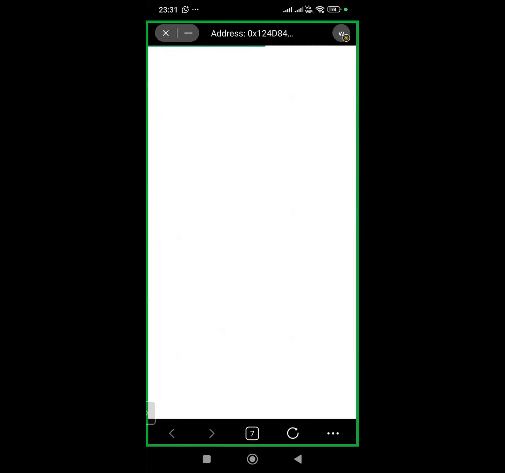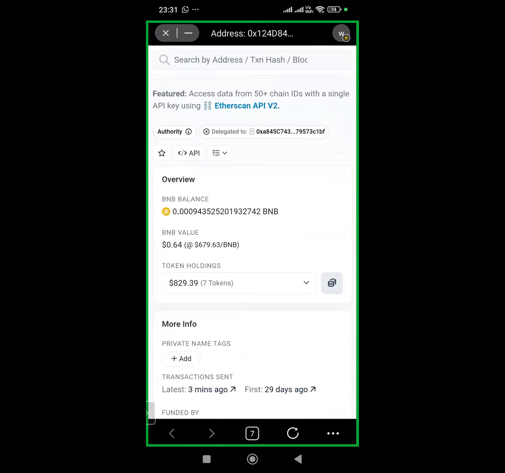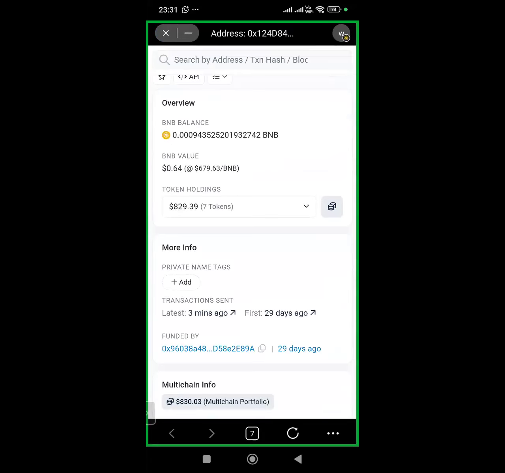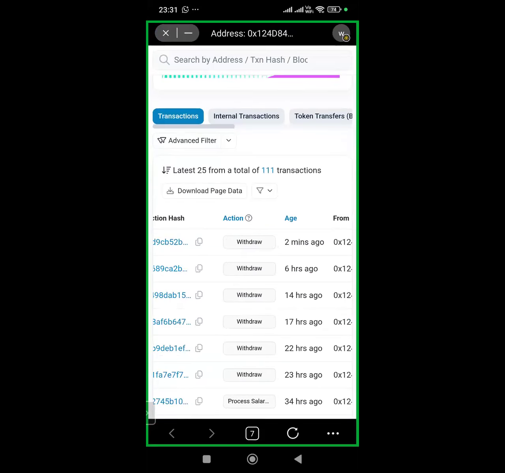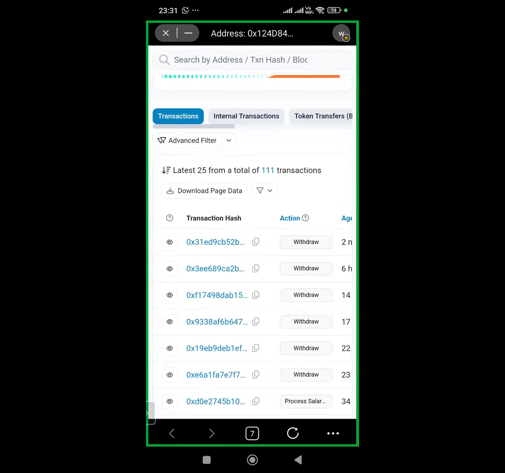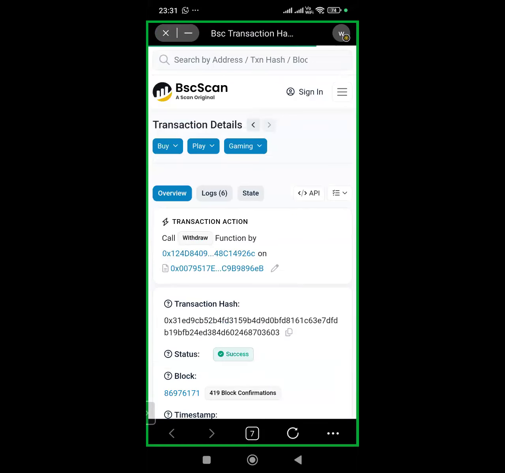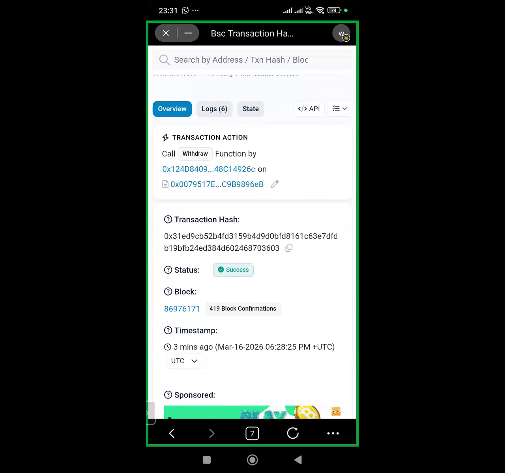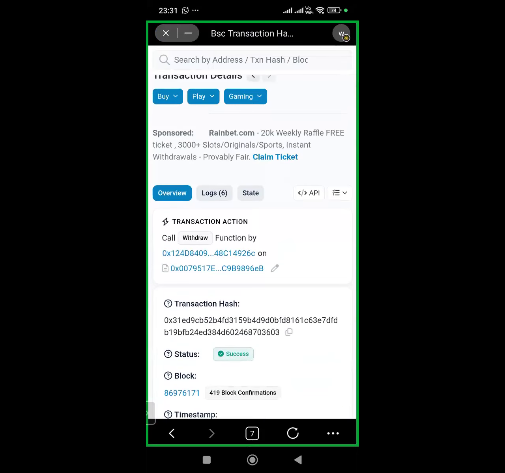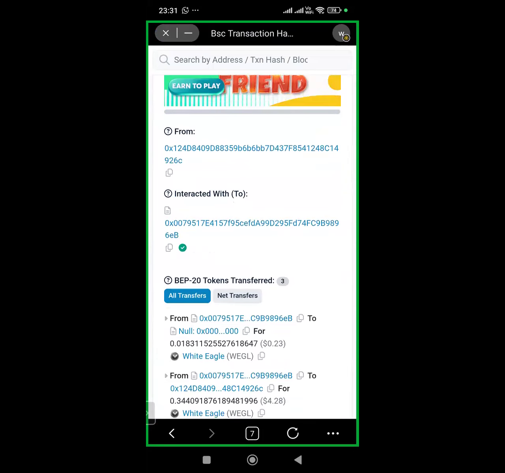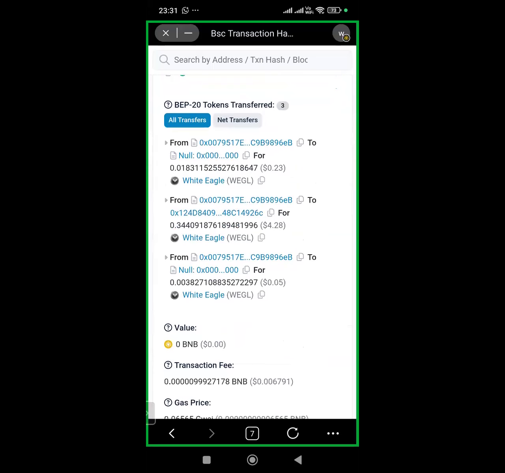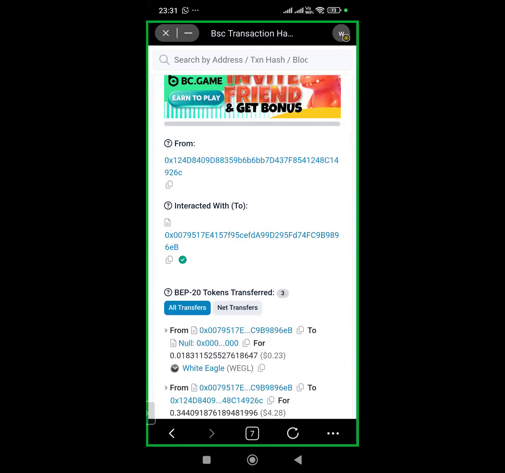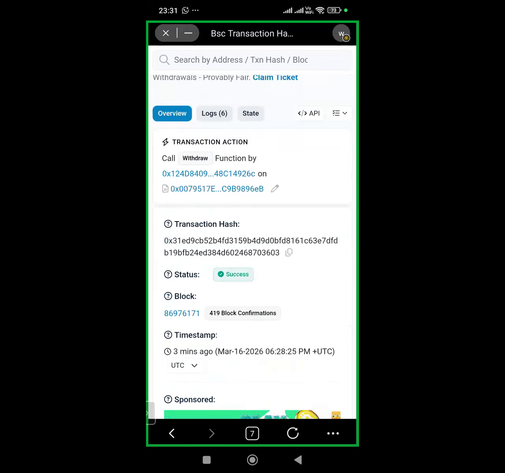If you want to check from my wallet, you can see this is my wallet explorer, my wallet balance. Now we can go to the transaction, the last transaction 2 minutes ago. You click on the transaction and you can verify everything here. I have made a withdrawal from this contract. You can see the contract sent to me and this money I have received. You can check what I have received, what is burned, everything you can see, everything you can verify.